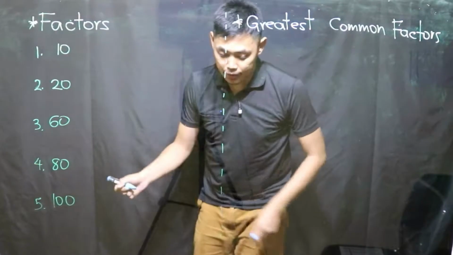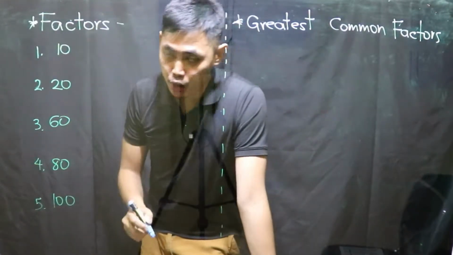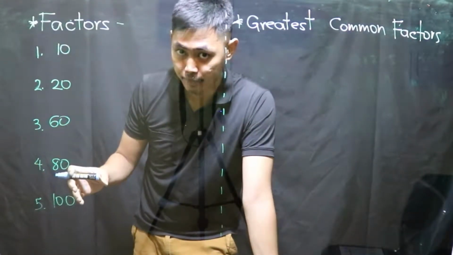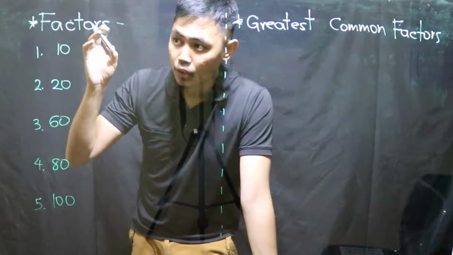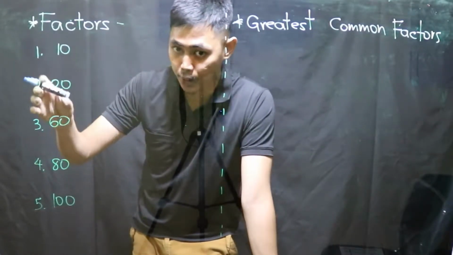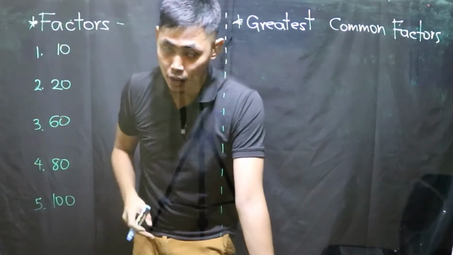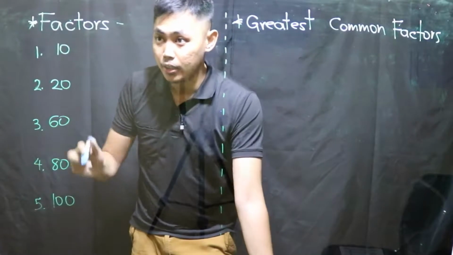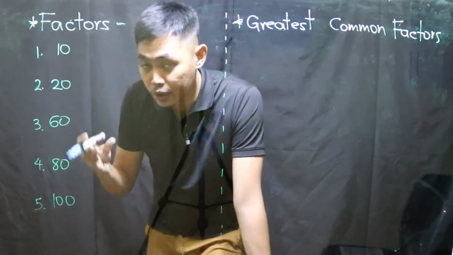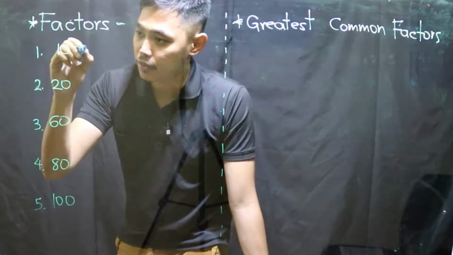Okay, so let's go ahead. When we say factors, these are the numbers that compose a bigger number. Factors are actually parts of a number, and if you multiply them, this number would be the result. So that would be 10. We just need to get the numbers that need to be multiplied in order to get 10. So what are the factors of 10?